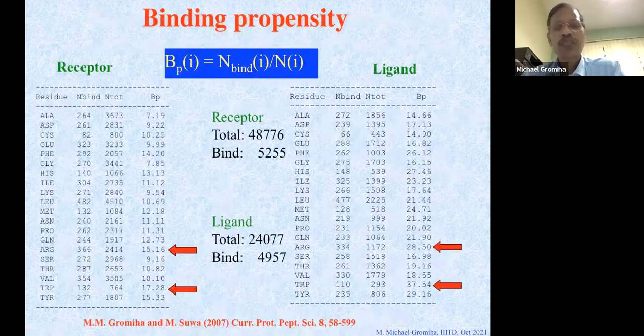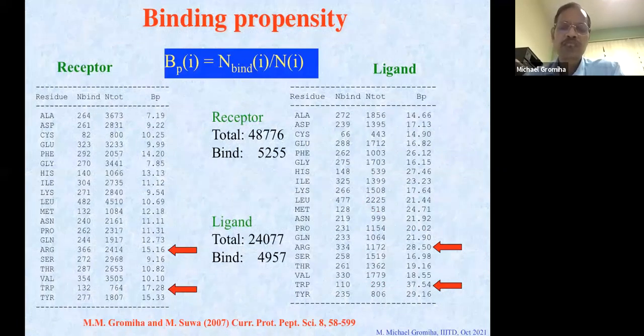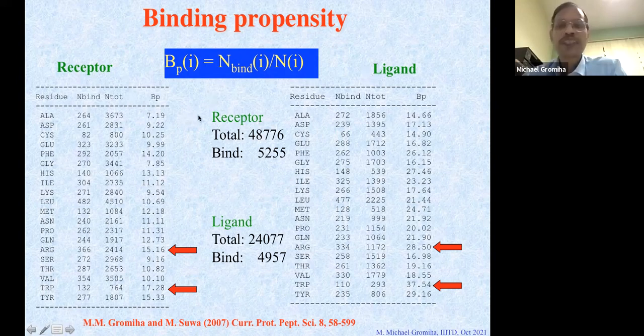Now the next question is, okay, you can identify the residues, but is there any specific preference of residues at the interface? So here we calculate the binding propensity, given as N bind of i, the number of residues of each type i at the binding site, normalized by the number of residues in the complex. I made two classes, receptor and ligand. I did not classify based on function, just based on the molecule. If it is the higher one, it is considered the receptor, and if it is the lower one, it is the ligand.